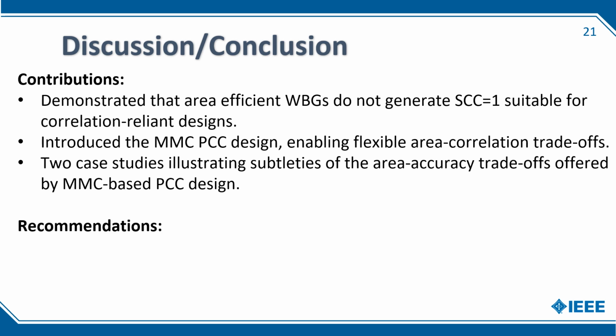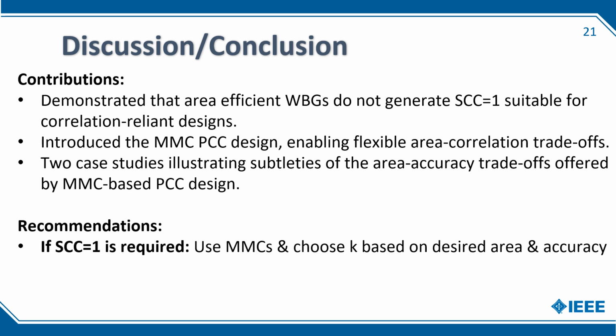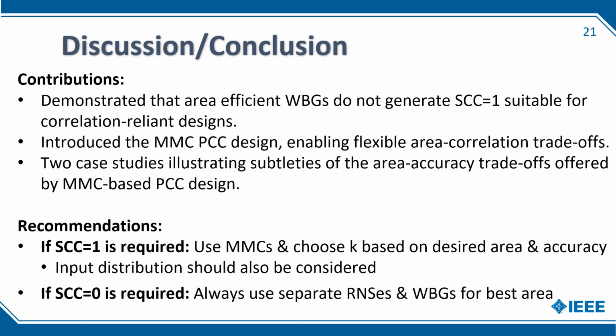In general, our recommendations for SC designers are that if the design requires inputs correlated at SCC=1, the use of MMCs should be considered, and the parameter k should be chosen on a case-by-case basis depending on the desired area-to-accuracy ratio. The expected input value distribution to the circuit should also be factored into this decision if it is known. As we have seen, it has a non-trivial impact on the trade-off curves. If SCC=0 is required, we recommend using separate RNSs to maintain uncorrelated inputs and use WBGs for the best area.